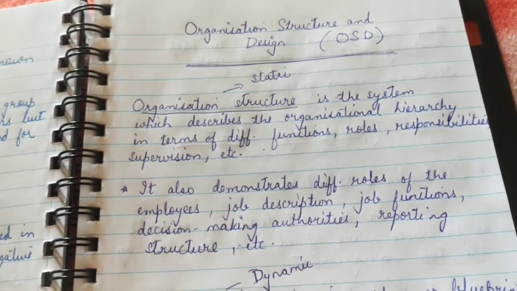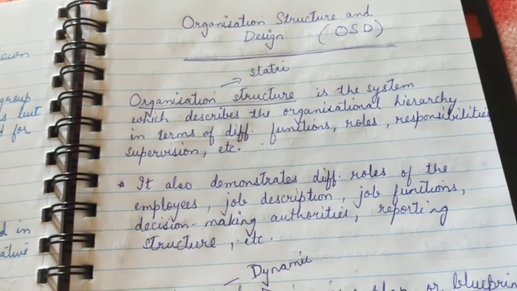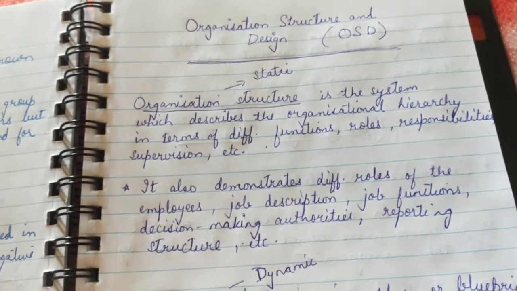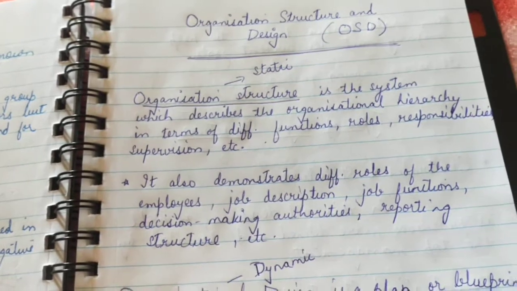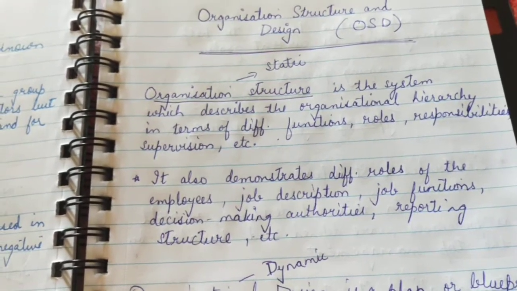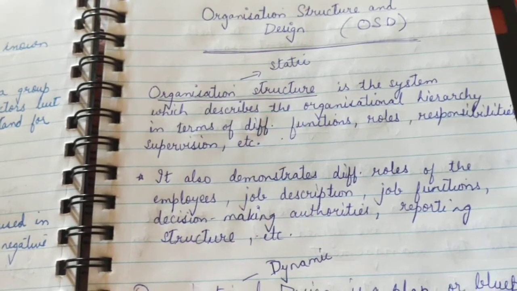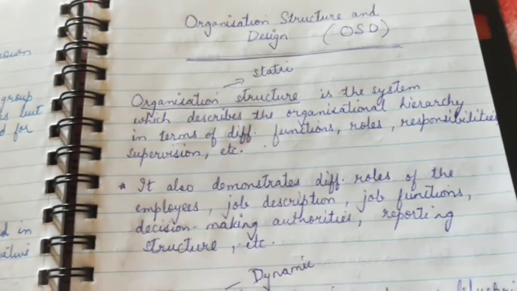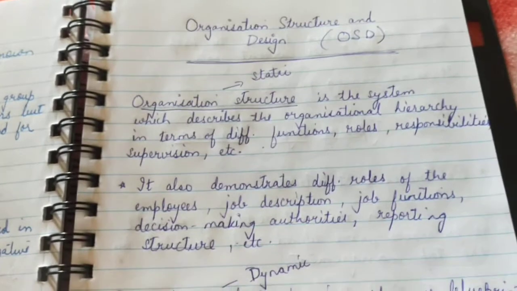So organization design is that we design पहले ही बहुत सारी चीज़ें, मतलब that is a more wider term, and organization structure is when the design is already done and we've made something, and that is an organization structure.